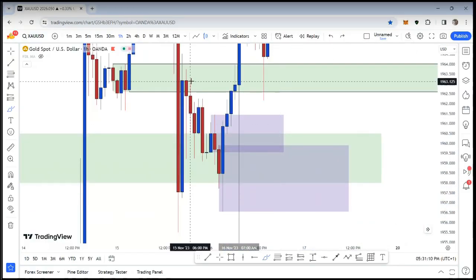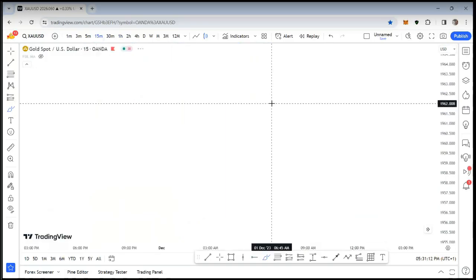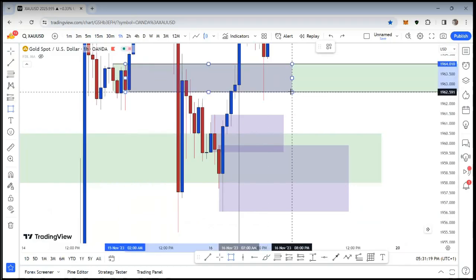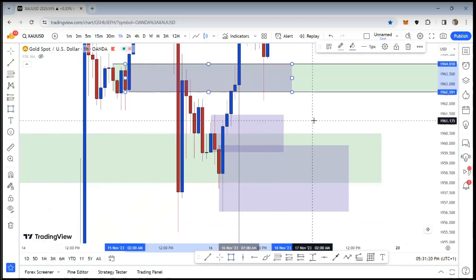Now, I'm going down to my M15. Sorry, wait, let me go back to 4 hours so I could have this zone right here to work with on the 1 hour time frame. So I'm going down to my M15.